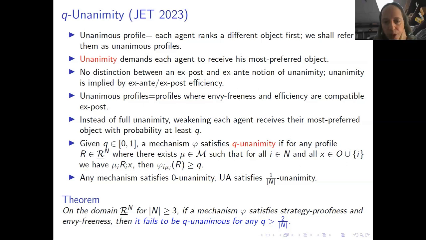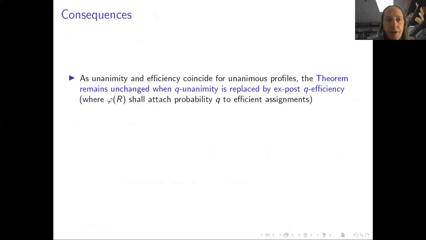So when you have at least three agents, a mechanism that satisfies strategy-proofness and envy-freeness cannot be Q-unanimous for Q greater than 2/n. Right, so if you have three agents, this bound is 2/n. Also, the nice thing, of course, is that zero unanimity is possible for any mechanism, and you can vary it, and we find this exact bound 2/n.